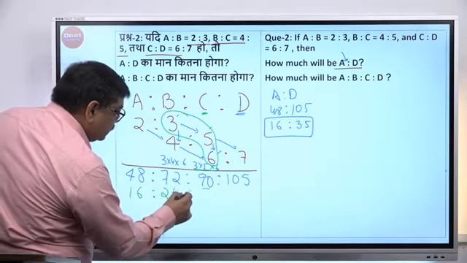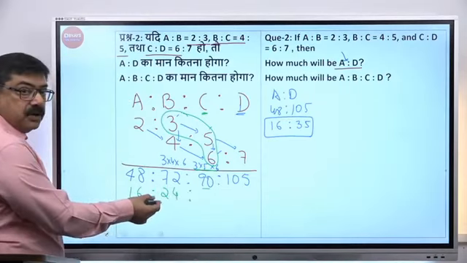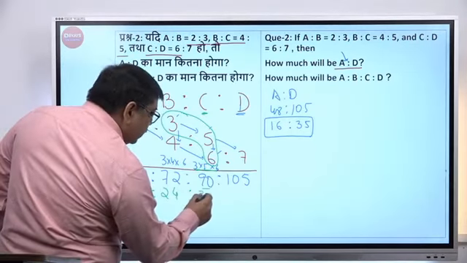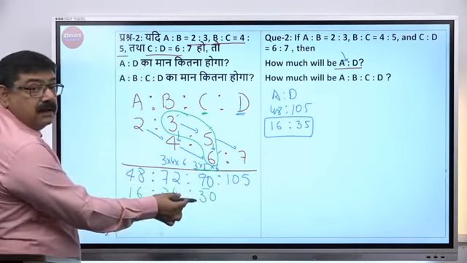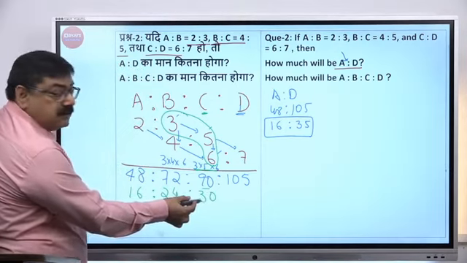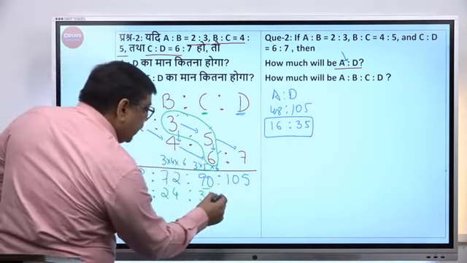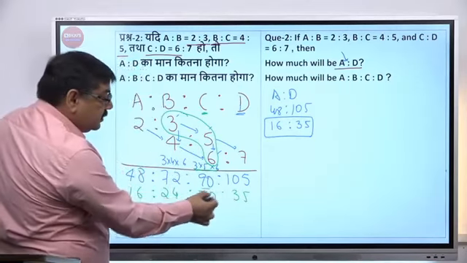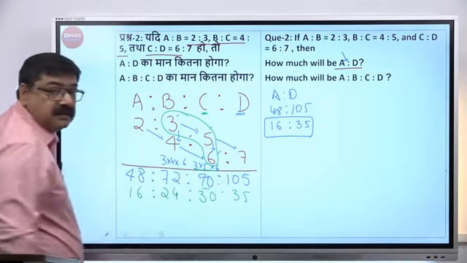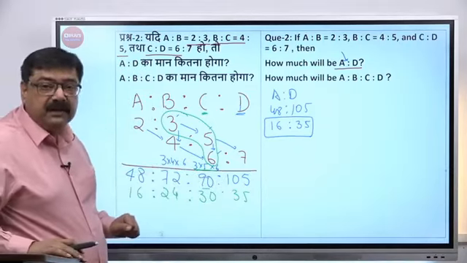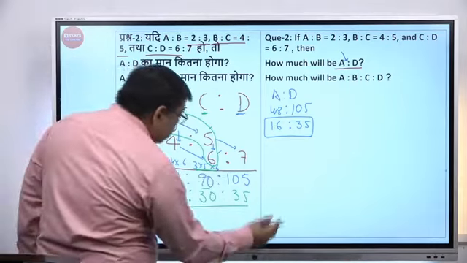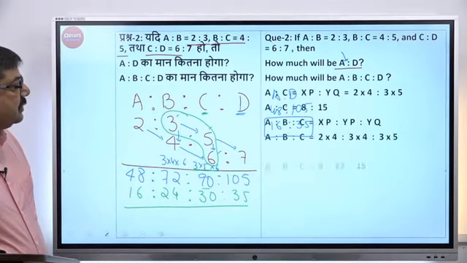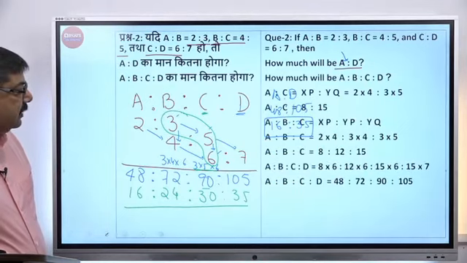here 24. 8 2s are 16, 8 3s are 24, and this would be a 30. See, 24, 30, 6 4s are 24, 6 5s are 30, right? 4 is to 5, and here 35. See, 30 is to 35, isn't it? So 6 is to 7, 6 is to 7. Both these values are divisible by 5. All right. So this will be your final value. All right. So easily you can solve questions in such a way.